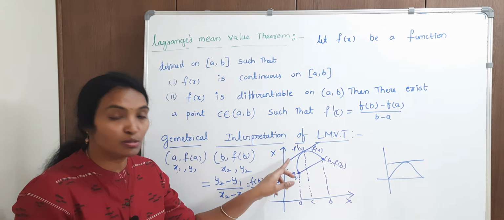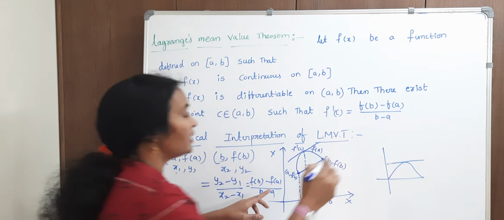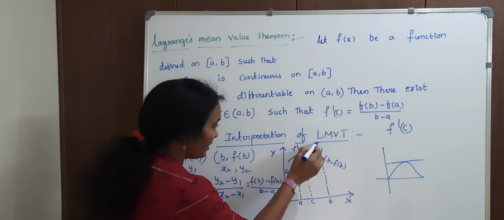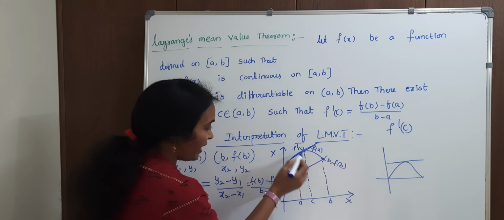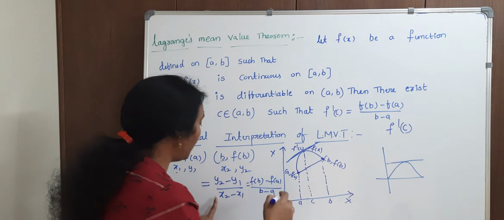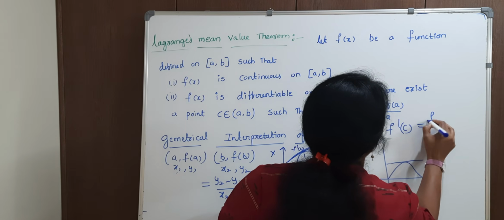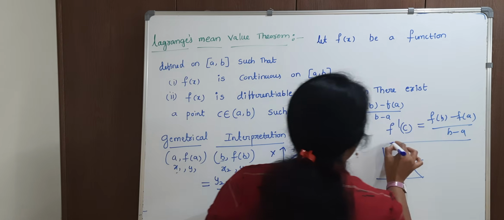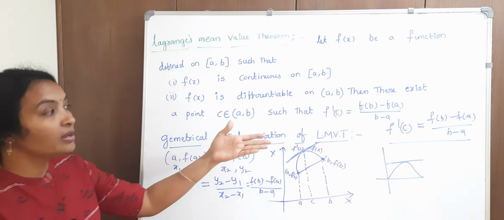Why? Because these two are parallel lines. Then automatically f dash c, this is one line segment, right? So what is the value of this line segment? We get f of b minus f of a by b minus a. Hence the theorem is proved.